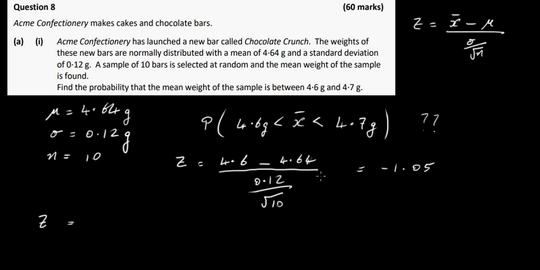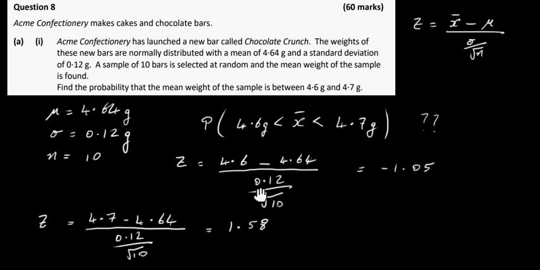Let's work out the second one then. We've got Z is equal to 4.7, so we've got to subtract 4.64, divide by the standard error again, which is 0.12 divided by the square root of 10. When you do this, you get 1.581, so let's say 1.58 actually, we'll do 2 decimal places in each case.